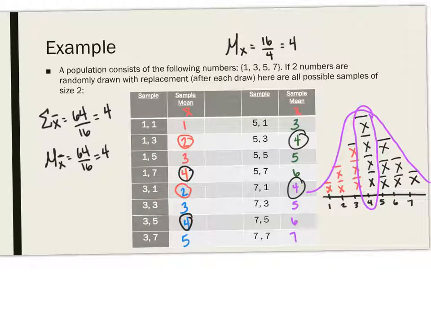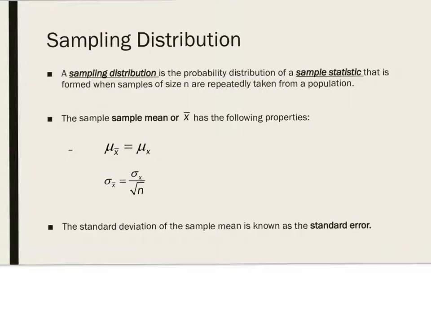And this is going to lead us to the first property of a sampling distribution, which says this. The mean of the x bars is equal to the mean of the x's. This is good news because generally speaking, we don't know the mean of the population. So how can we estimate the mean of the population? Well, we can use the mean of a sample to actually estimate it. That's what this is saying.